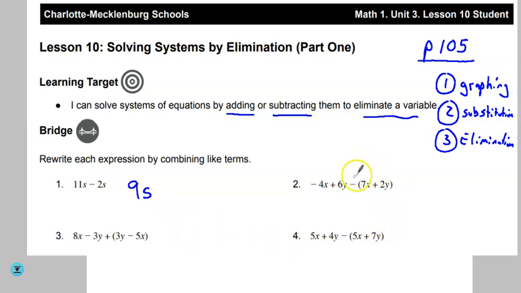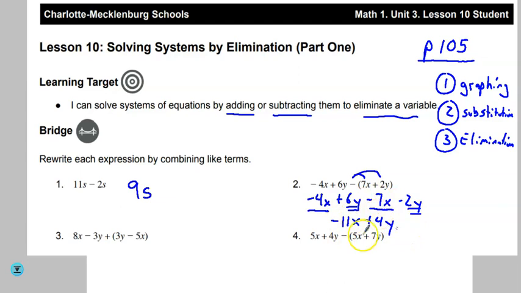And number two, first off, you have these parentheses with a negative in front of it. So that negative is going to have to be distributed. So this would be a negative 4x plus 6y minus a 7x minus a 2y. That negative is going to go to both of them. Then combining the x's, since they're both negative, negative 7 and negative 4 is negative 11x. And then the y's, positive 6 and negative 2, or 6 minus 2 would be a positive 4y.